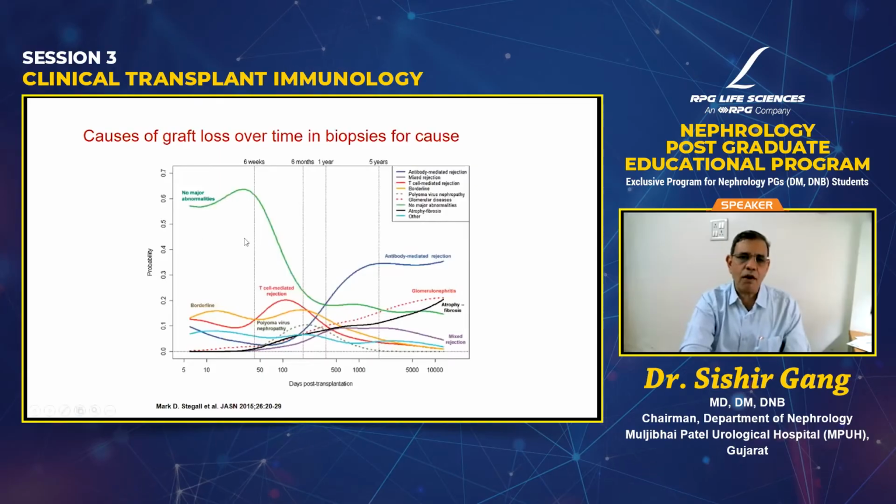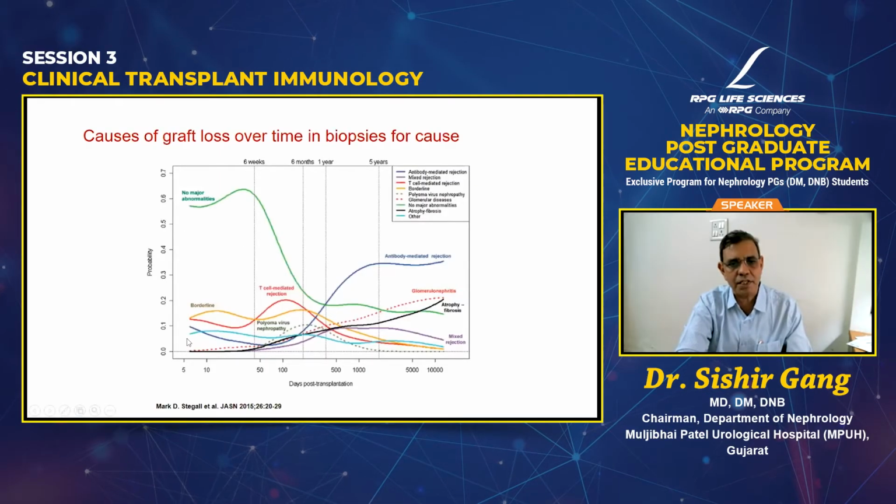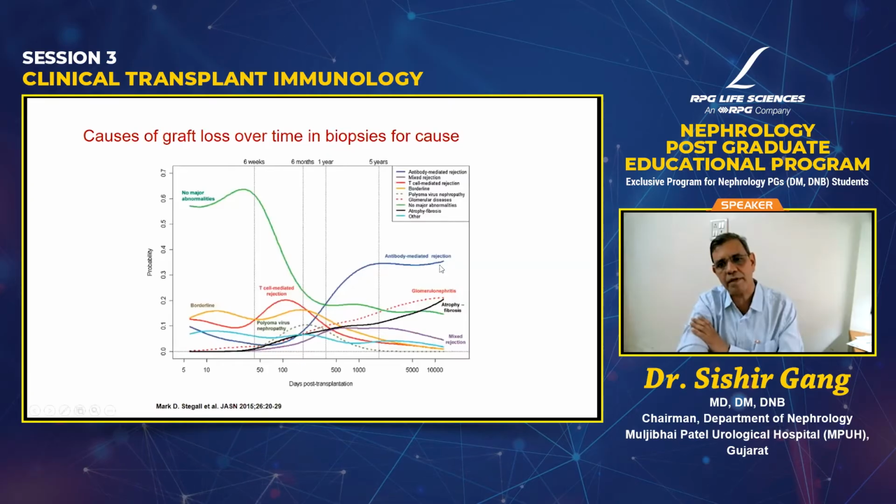So if you see the cause for the graft loss, most of the graft loss in the initial period, that is the first 100 days of transplant, is because of primary non-function. Sometimes the abnormalities are not known. And initially, there could be some degree of T-cell rejection. And subsequently, most of the graft loss over the years is because of antibody-mediated rejection.